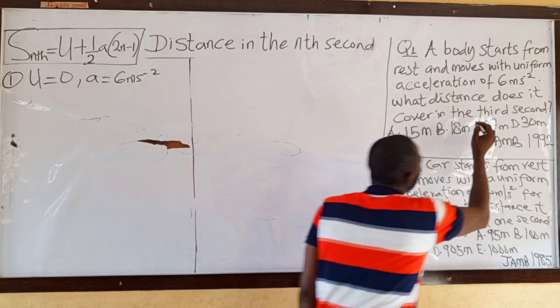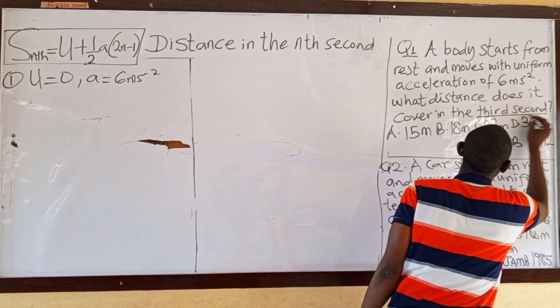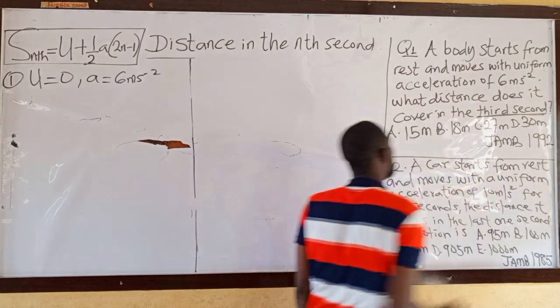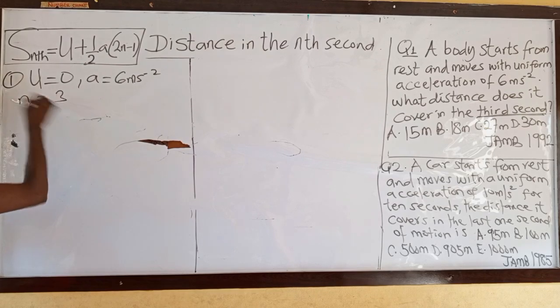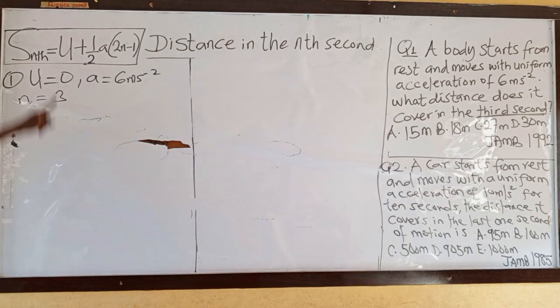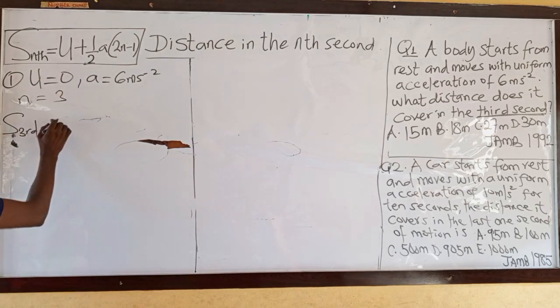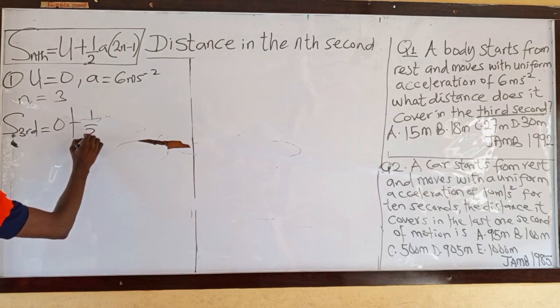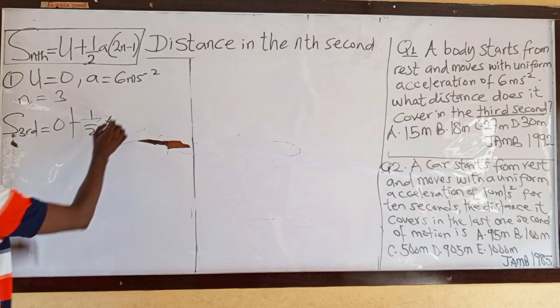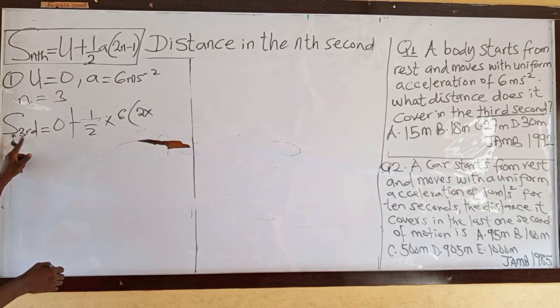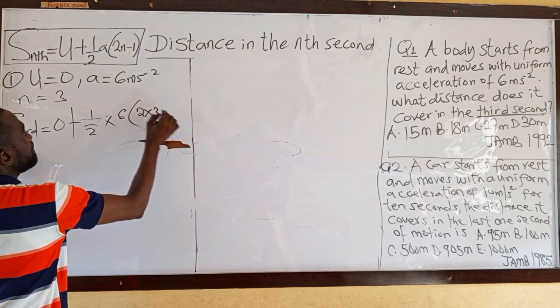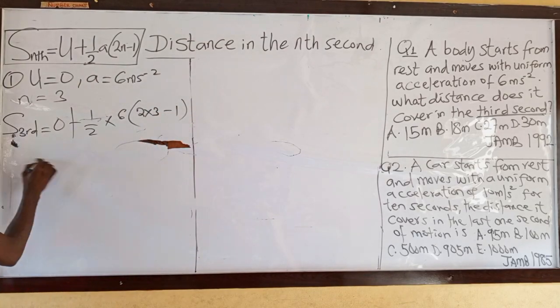second? This is that third second. So our n is what? Our n is 3, third second. So let us apply it into this one. So distance covered in third second equals to 0 plus half times what, our a? Our a is 6. Open bracket, we have 2 times our n is what now? Is 3. 3, then minus what now? Minus 1.